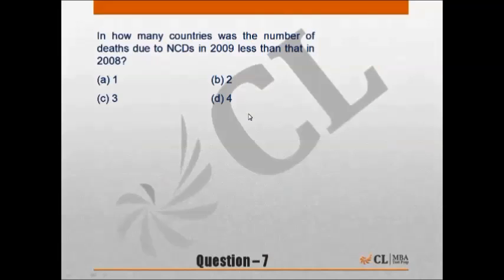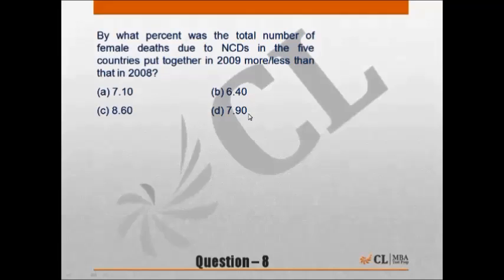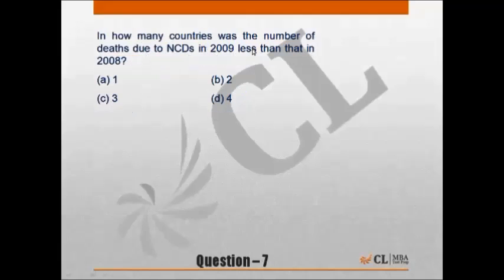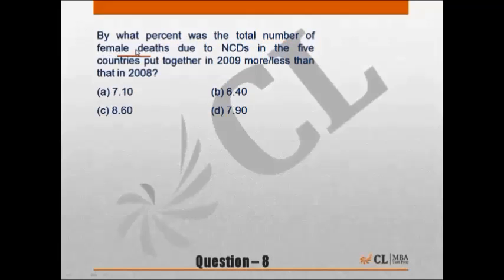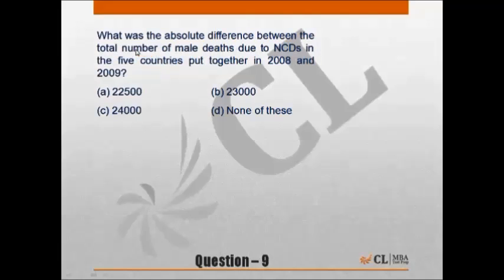The first question: in how many countries is the number of deaths due to NCDs less? Okay, so we are just about difference. This question talks about a percentage change. In the 5 countries put together, total number of female deaths. While the first one talked about the total deaths, it is the total deaths between men and women. This is talking only about the female deaths and absolute difference between total number of male deaths.